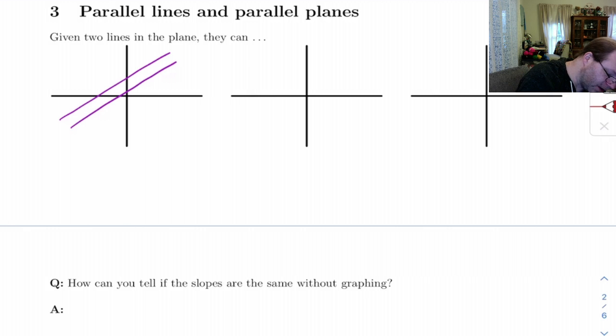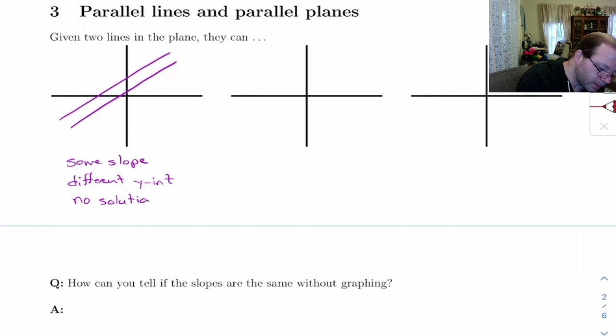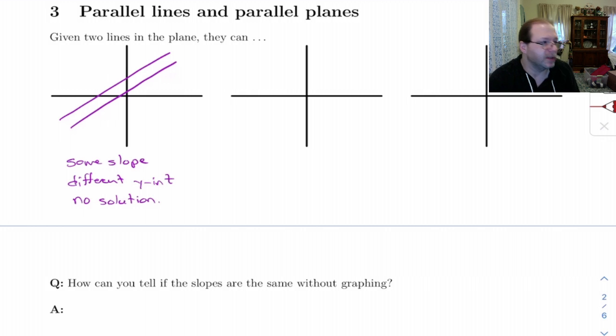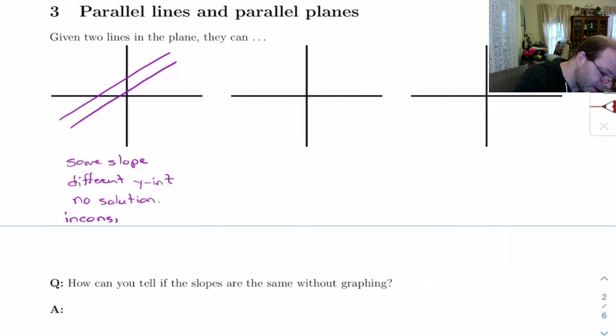If that's the case, they have the same slope, but they have a different y-intercept. And in that case, you get no solution. So that's one possibility. Remember, a solution, when we think of it geometrically, is a point that lies on both lines. And there's no point that lies on both of those. Another term we use for this is we say that this is an inconsistent system. Inconsistent just means it has no solution.